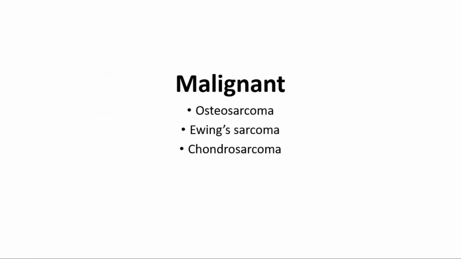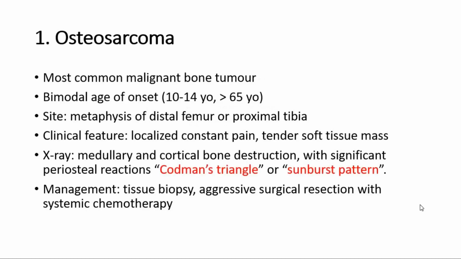Next we continue with malignant bone tumors. First, osteosarcoma is the most common malignant bone tumor. Can be seen in children or elderly. Common site is metaphysis of distal femur or proximal tibia. Characteristic X-ray findings are Codman's triangle or sunburst pattern. Can be diagnosed by bone biopsy, then managed by aggressive surgical resection with systemic chemotherapy.